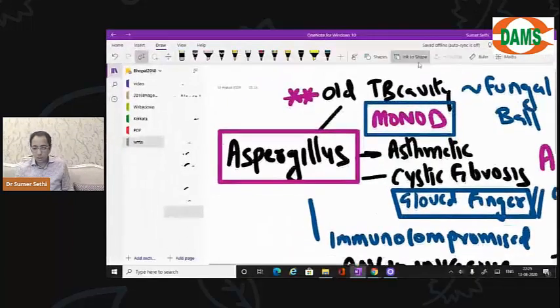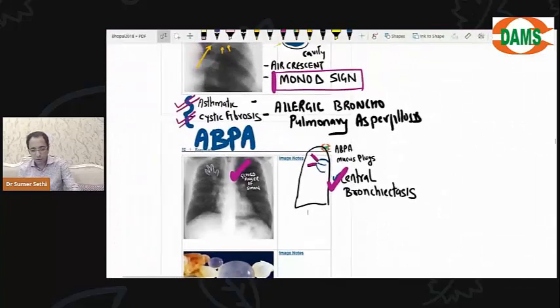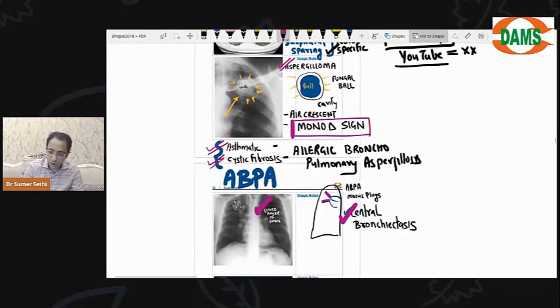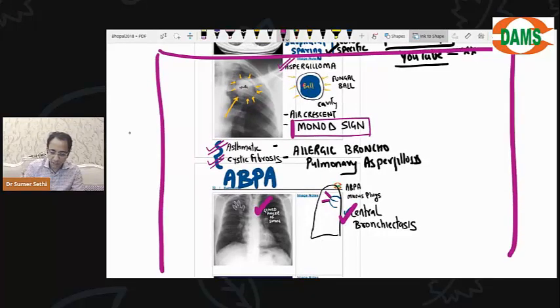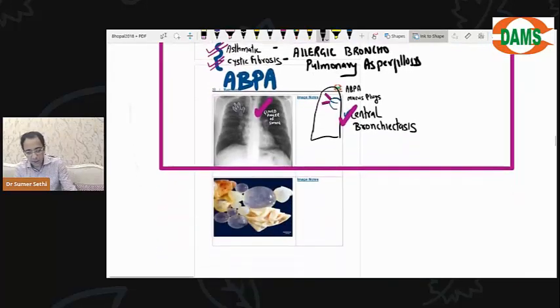Now, once you understand all this, let's go back to the images. So we have only learned two images so far, and the common factor in these two images was Aspergillus. So we will make a flashcard. Now the flashcard is like this: Aspergillus. Everybody understands? Okay. Now let's see the next picture.